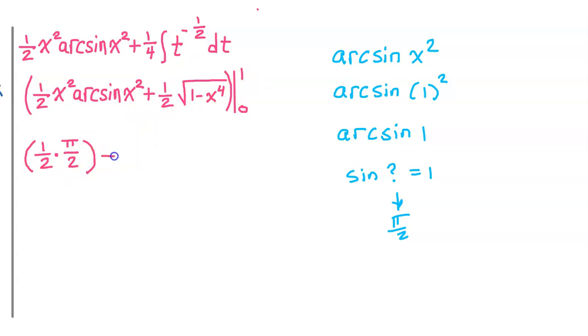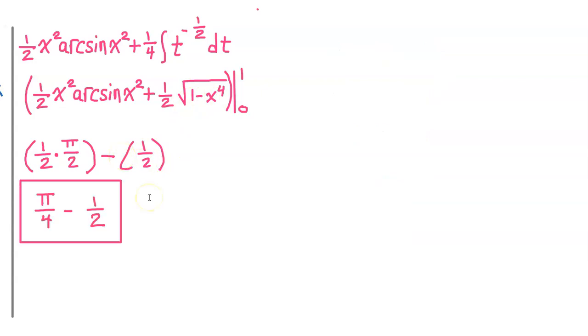Now we just have to subtract the value at 0. Because of the x squared, if you put a 0 in, this whole term is gone. So that leaves us with 1/2 times the square root of 1 minus 0, which is the square root of 1, which is 1. So this is the value at 0. So this is the final answer.